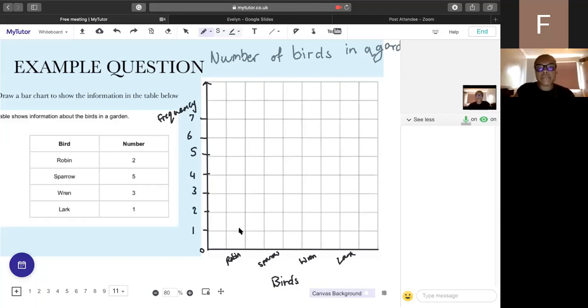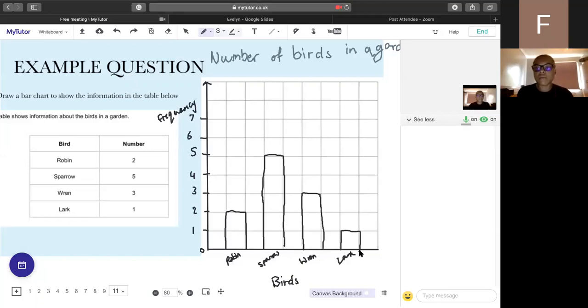So for robins, we know that it's going to go up to 2, so we can draw. Now remember to use a ruler when you are doing this. It's just quicker for me to draw it like this for a second. So we've got robins, which goes up to 2. Sparrows has a frequency of 5, so we want a bar that goes all the way up to 5. Wrens, a frequency of 3, so it goes all the way up to 3. And larks has a frequency of 1, so it goes up to 1. And this would get you 4 marks.